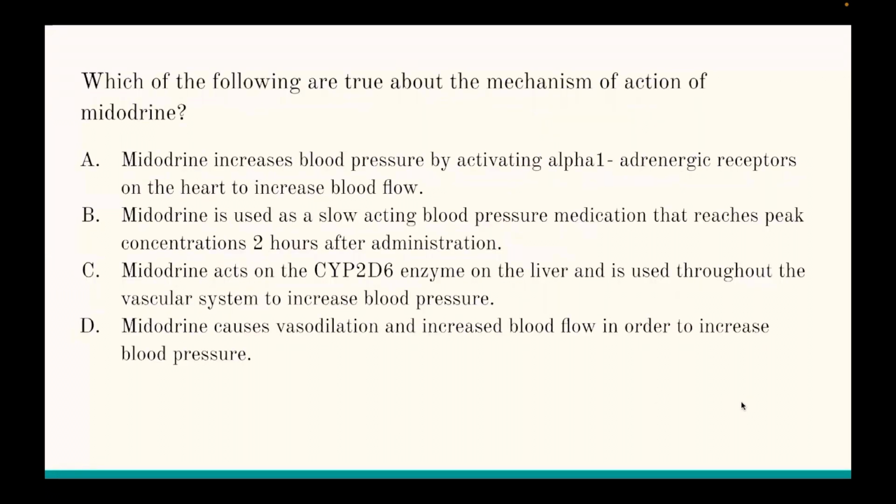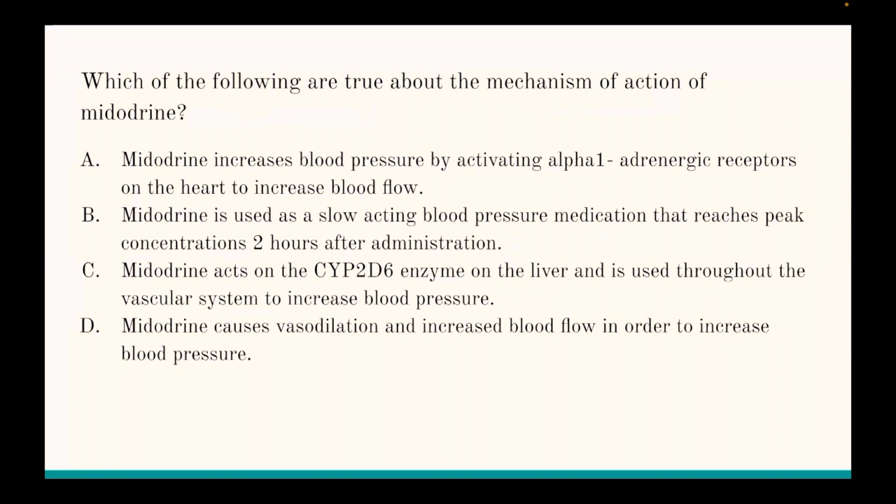So then for my question, I said, which of the following are true about mechanism of action for Midodrine? And the correct answer is C, due to the fact that Midodrine acts on the CYP2D6 enzyme on the liver, and it is used throughout the vasculature system to increase blood pressure. The other ones are not correct because it is a fast-acting medication, so it would not see its peak in 2 hours. It would see its peak in 30 minutes.